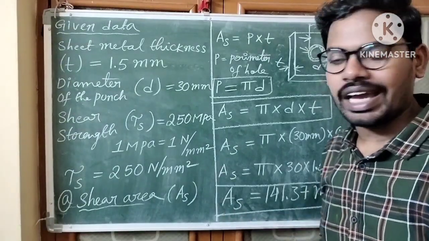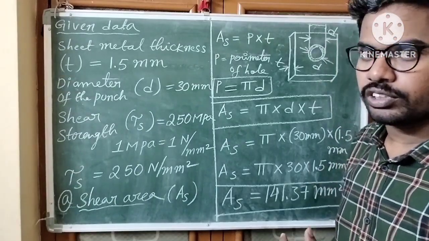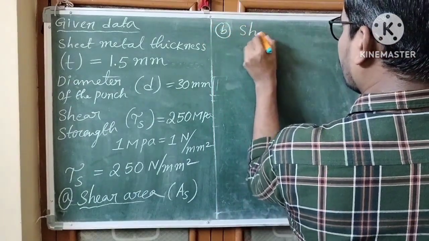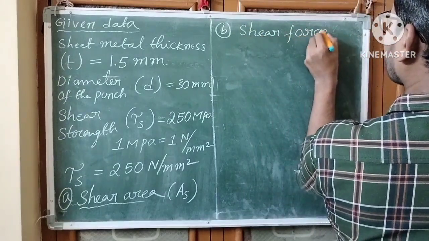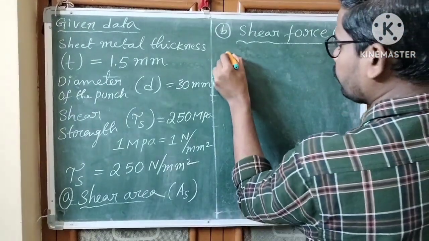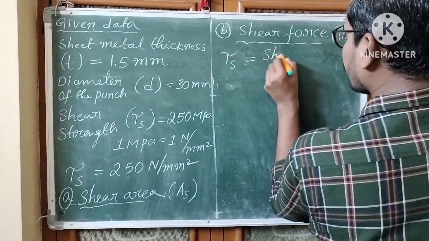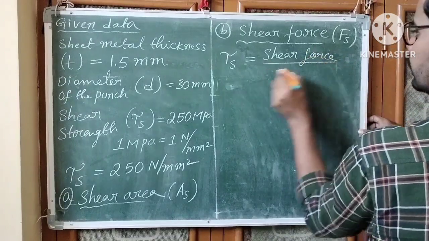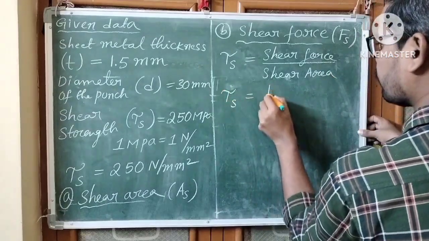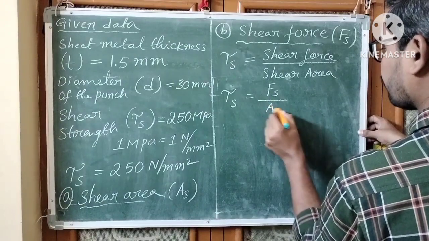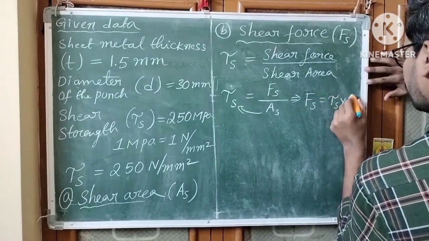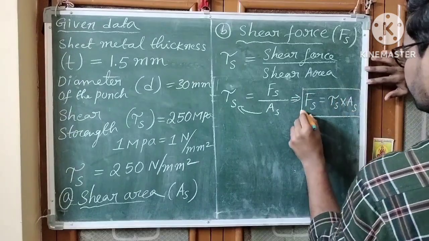Next, we need the force acting on the punch, or shear force. So next, B: force acting on the punch, simply known as shear force Fs. How do we get shear force? We know that shear strength tau s is equal to shear force by shear area. So tau s is equal to Fs by As. From this formula, transposing As, Fs is equal to tau s into As.